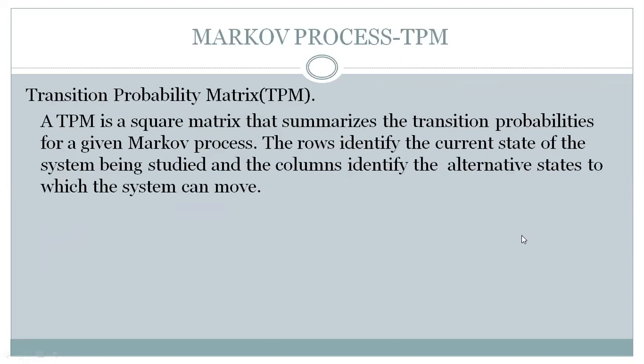A TPM is a square matrix of order n that summarizes the transition probabilities for a given Markov process. A Markov process can be taken as a Markov chain if it takes discrete values, with the states n equal to 1, 2, 3. It's a discrete form, and it is called a Markov chain. The rows identify the current state of the system being studied, and the columns identify the alternative states to which the system can move, which can be represented in matrix form.